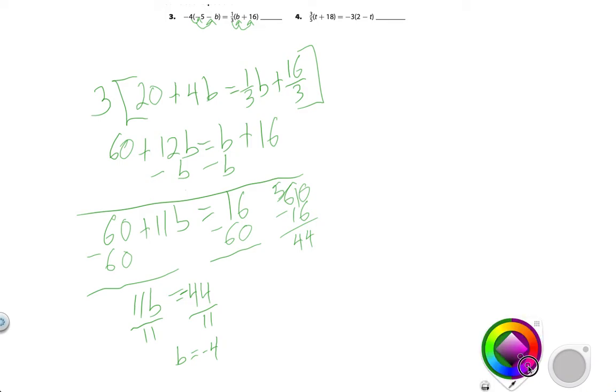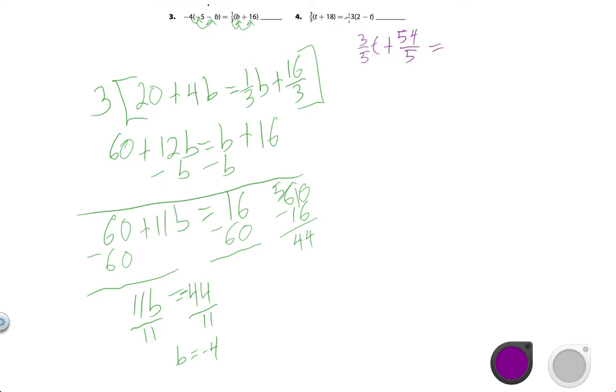Okay, let's do this other one. 3/5 t plus 18 equals negative 3 times 2 minus t. Okay. So again, we need to distribute. So 3/5 times t, that gives me 3 over 5t. Simple enough. 3/5 times 18. And feel free to use a calculator. 18 times 3 is 64. No, 54. Yeah, 6 times 9. Okay, so 54 over 5.